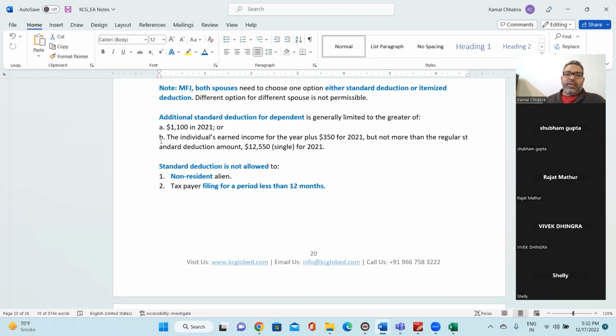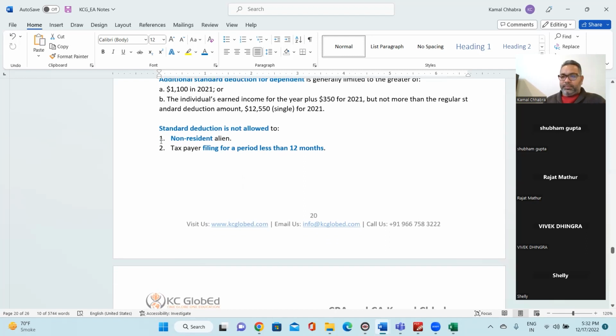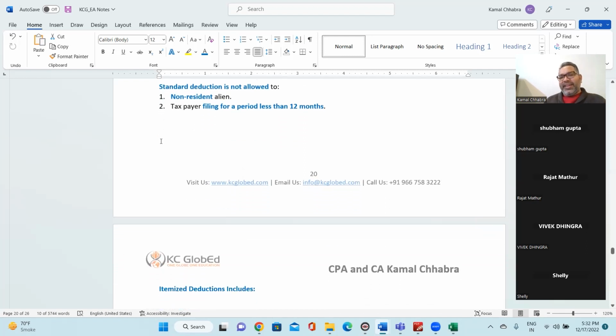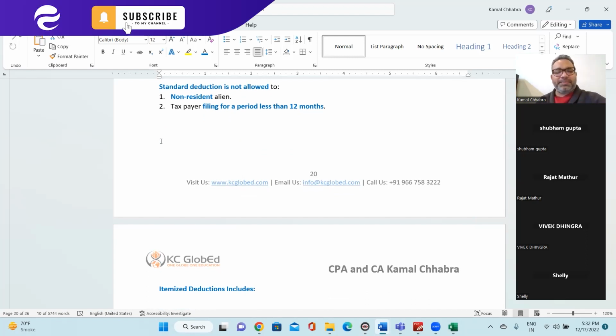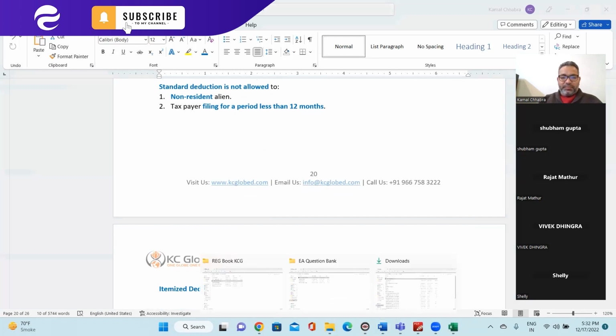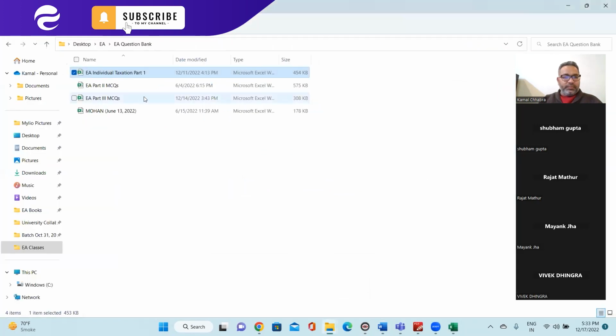Next one is, standard deduction is not allowed to whom? For people like us who are non-resident aliens, standard deduction is not allowed. So who all are non-resident aliens? Do you remember from the very first class? A green card holder, and who doesn't meet the substantial presence test. So not a green card holder.